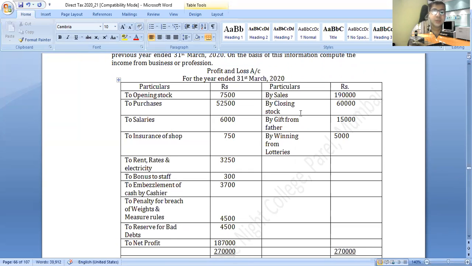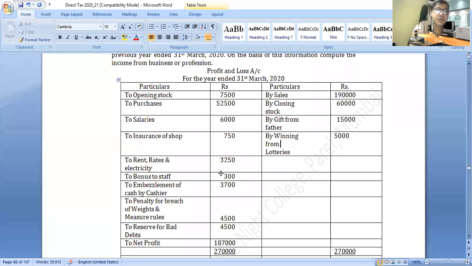Then after that, credit side: sales, closing stock, gift from father. Gift from father is not a business income. It should be deducted from net profit. Winning from lotteries is not a business income. It should be deducted from net profit.